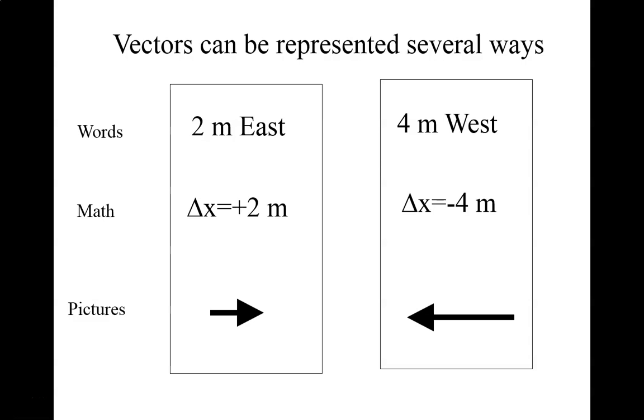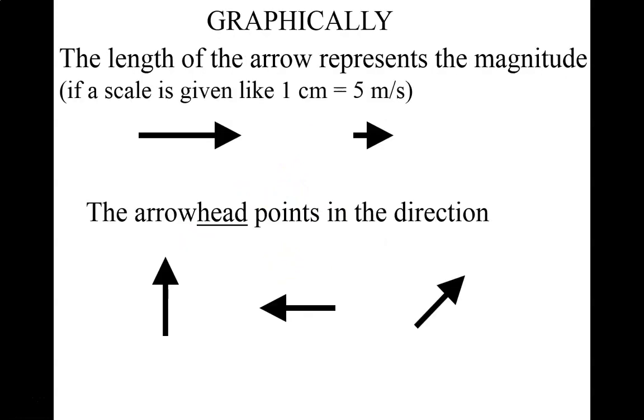There's different ways we can represent vectors. We can use words: 2 meters east, 4 meters west. We can use a little bit more mathematical terminology and say our delta x, or displacement, was plus 2 meters, or our delta x was minus 4 meters for the west. Or we can use graphics, in other words, a picture. And our picture will be very simply just an arrowhead, and we'll use that pretty commonly.